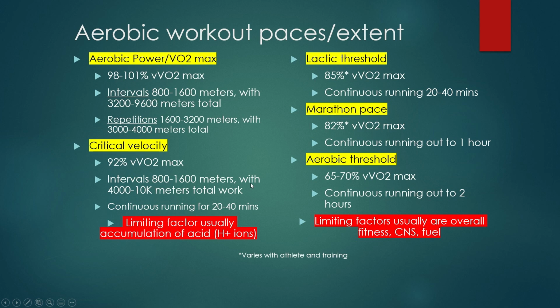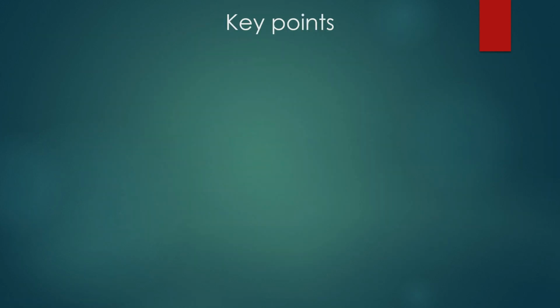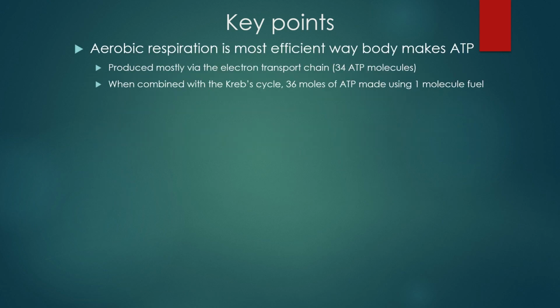So, wrapping up this video, summarizing aerobic paces for your various workouts, some of the key points. Aerobic respiration is the most efficient way the body makes ATP, as we said, produced mostly via the electron transport chain, which makes 34 ATP molecules. And when you combine that with the Krebs cycle, we get 36 ATP made using one molecule of fuel, either fat or carbohydrate. So, as we said in the very beginning, this is very efficient, but it takes a long time to get those full 36 molecules of ATP. I abbreviated molecules there as moles, which is not technically the right term.